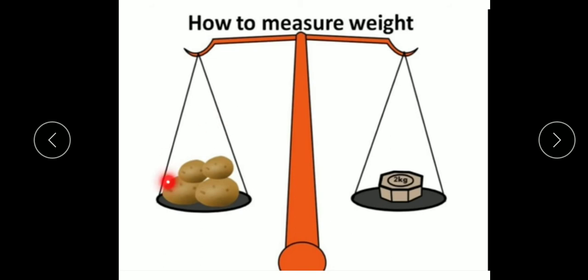So potatoes on one side and metallic weight on the other side, right? And the potatoes are removed or added until both sides are equal. So in this way we weigh the objects.